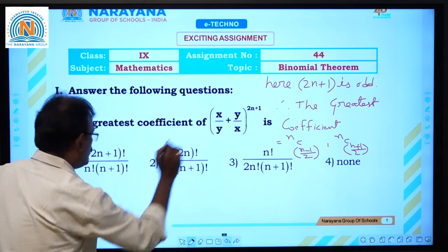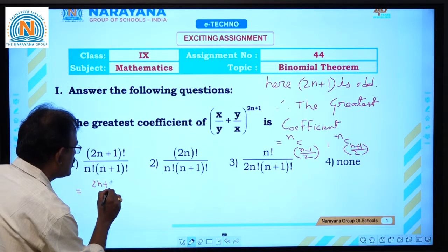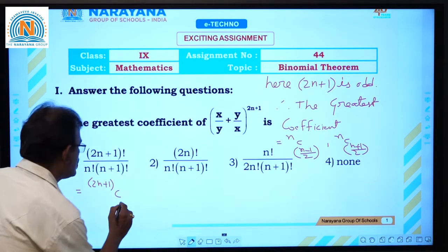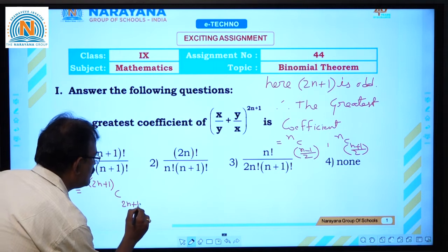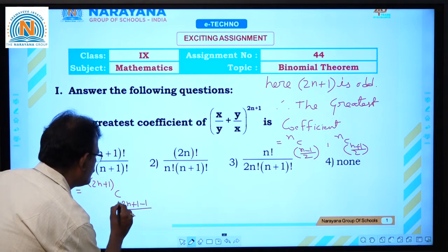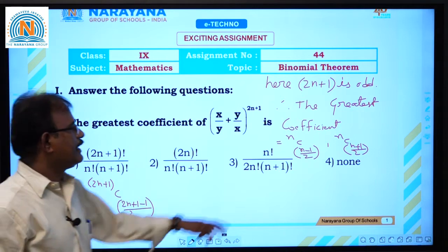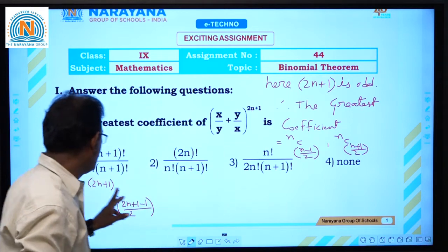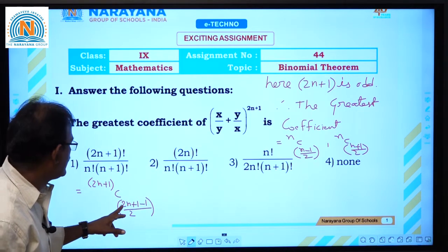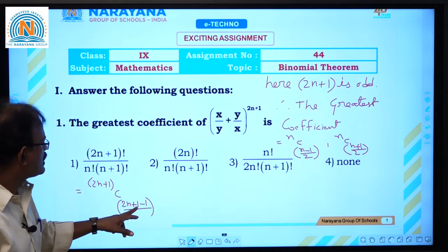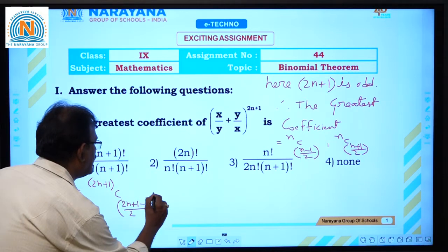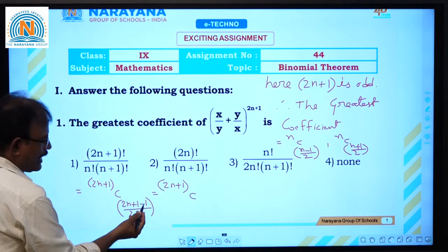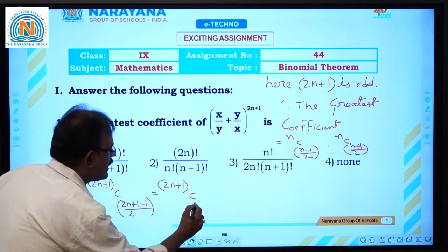Therefore, from that formula, this is (2n+1)C((n-1)/2), where n means 2n+1 as the power is 2n+1. In place of n you take 2n+1, minus 1. The plus 1 and minus 1 cancel, then 2n by 2, the 2 cancels, leaving n.